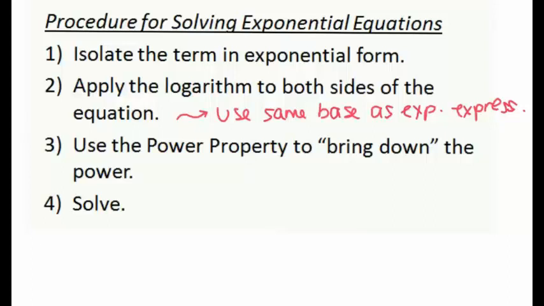Sometimes it may not be possible to use a logarithm with the same base as our exponential expression, or in some cases we have two exponential expressions and we have to choose one or the other base for our logarithm. In this case, don't forget that you have the special power property of logarithms that you can use. So you're able to take that exponent and bring it down out front and treat it as a multiplication. So sometimes you may have to use step 3 to bring down the power to remove it from that exponential expression. And of course, our fourth and final step here is to solve for x, or whatever variable we have in our exponential equation.